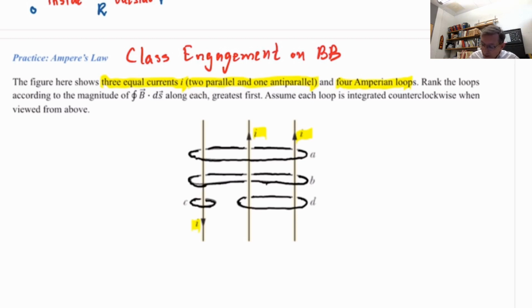Here's our task. Rank the loops according to the magnitude of the integral of B dot ds, the magnetic circulation along them, greatest first. Assume each loop is integrated counterclockwise when viewed from above. So that'd be like this, for example, and like this, and like that. So you want to rank what you get for the magnetic circulation, the integral of B dot ds, around these loops, biggest to smallest. That's our task, and we'll be practicing with Ampere's law in class. And that's all for this video.